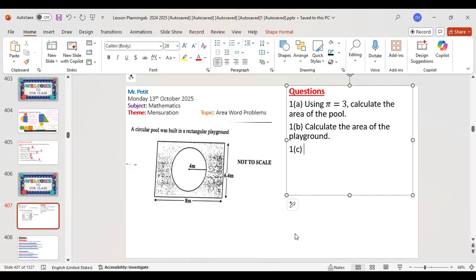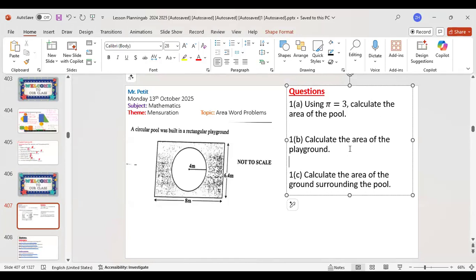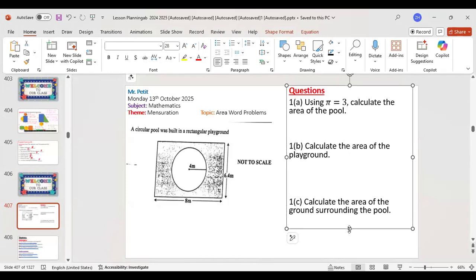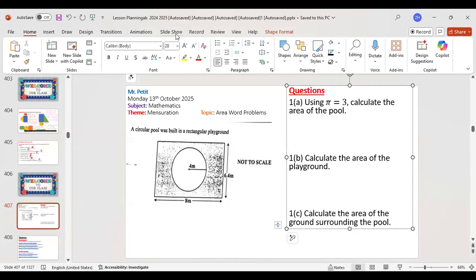And then for C, calculate the area of the ground surrounding the pool. Okay, so let's begin with the first part. Again, we're going to leave space for each. All right, so that should be it.